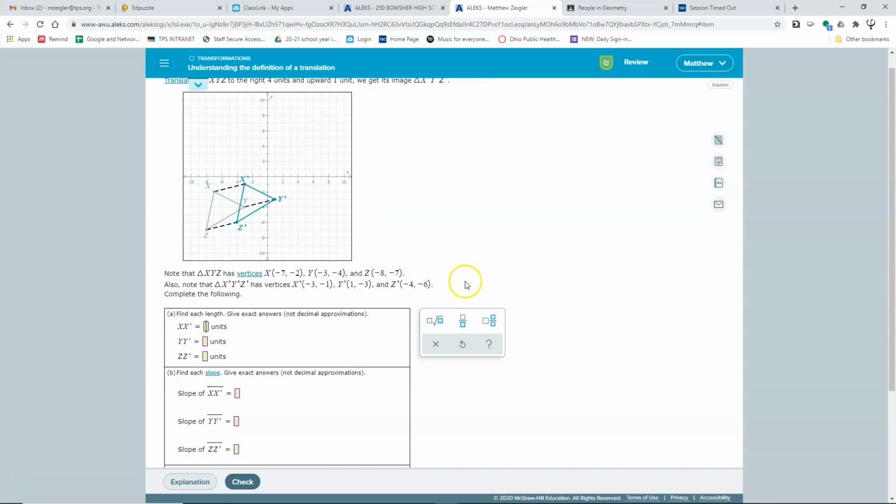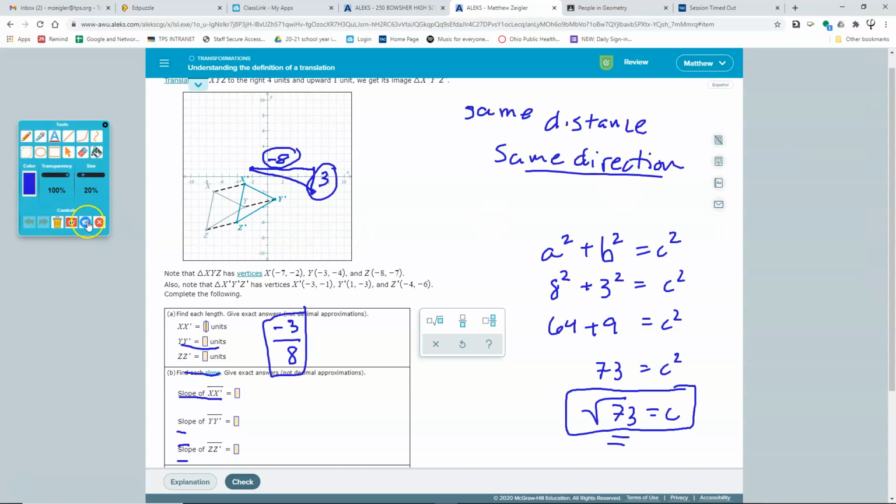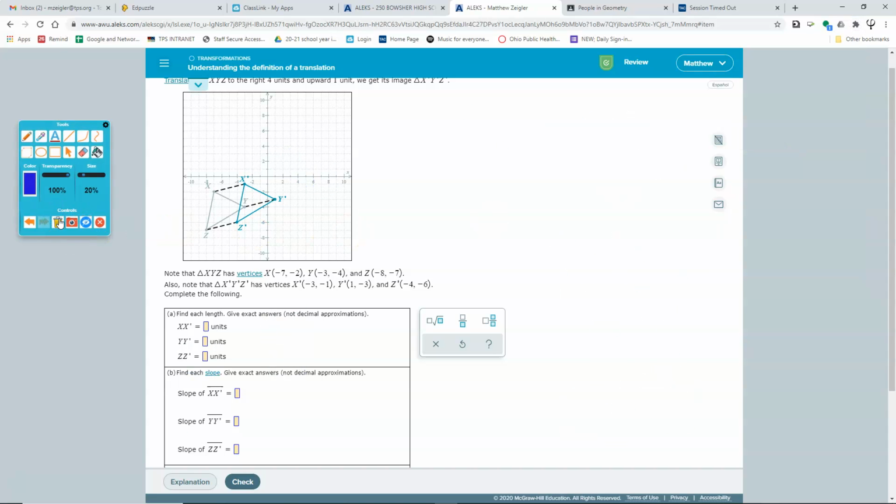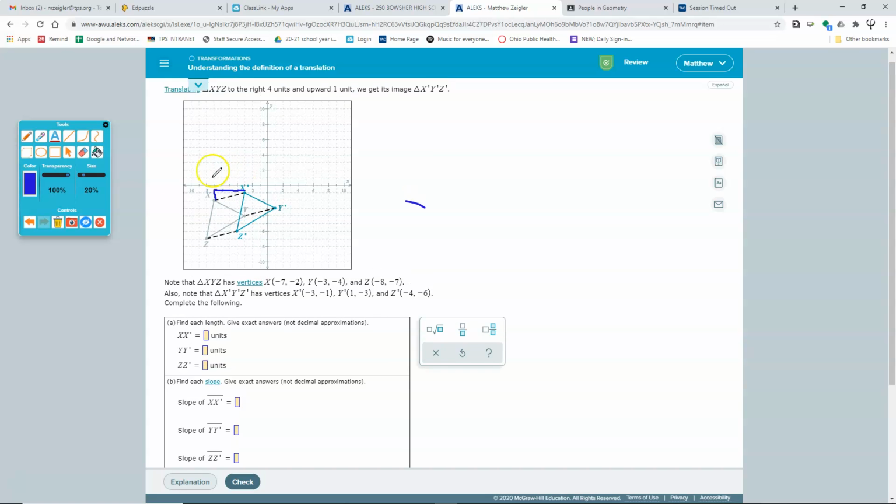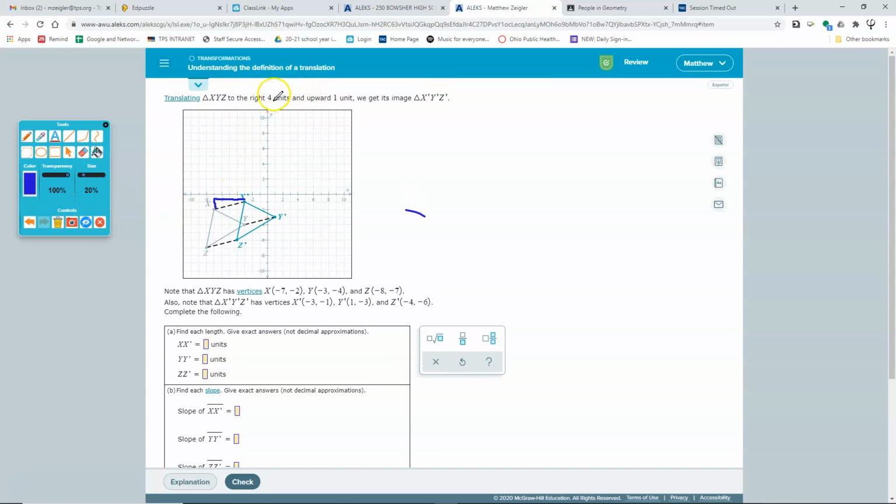All right, so here, we're going from x to x prime. And actually, you know what, up here, they give us that it's 4 units to the right and 1 up. So we already know right there, it's up 1 over 4. So the slope is 1 over 4. And we could look here, since we're moving in this direction, that's a positive slope.